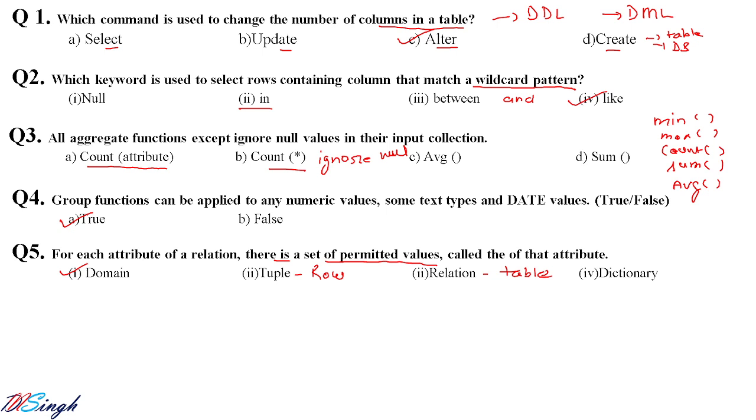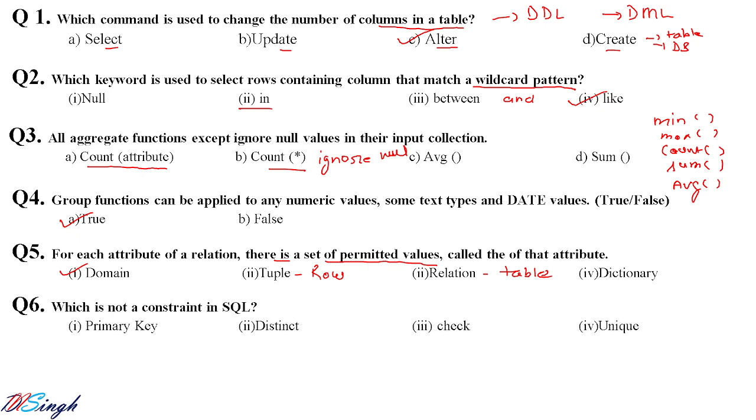Relation is called table, and data dictionary is another thing, but here dictionary does not mean anything. So you have to keep in mind that domain is a set of permitted values for a particular column, or the pool of values from which you can draw a particular value for your column. That is called what? Domain, which is not a SQL constraint.